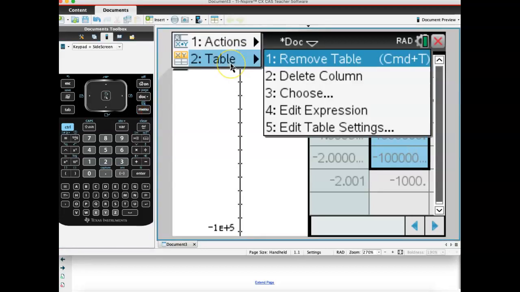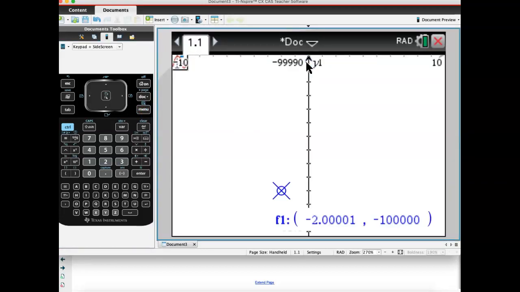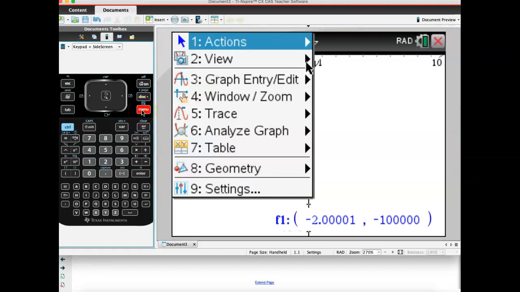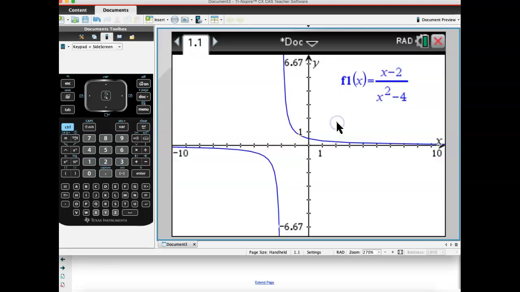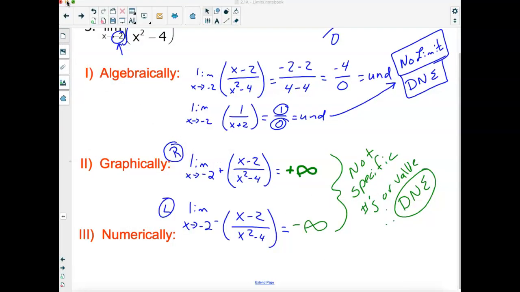Let's get rid of the table. Now what I'm going to do is I'm going to menu. I'm going to zoom to a number 5, a standard screen, and it brings it right back. And numerically, we got the same thing, okay? How do we find that again? Well, again, it gets super huge. We just push in big numbers for it.